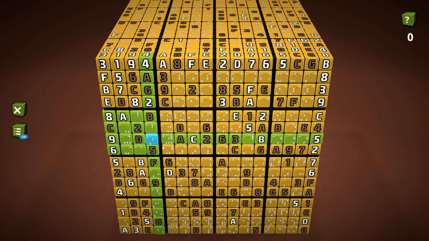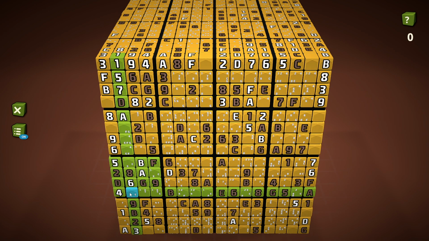So if that can't be a 1, 7 or an E, one of these two has to be the G because of that. So of course that has to be a G down there. No, and no, and no. But yes, okay. Nothing particular. Oh, hello!